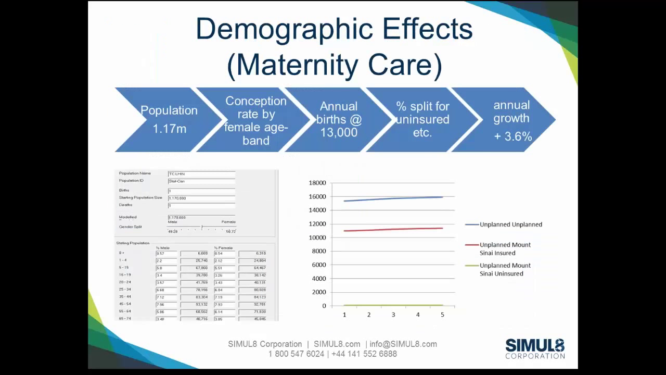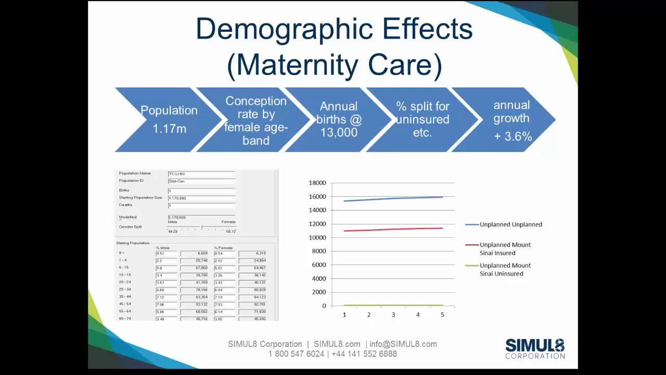So in this particular example, this is an example from Canada, we're looking at the demographic effects in order to look at the demand for maternity care. So here we've taken the population, we've taken the conception rates by female age band, so the fertility rates are published. That gives us annual births once we've factored in terminations and miscarriages, so that you end up with a number of annual births.